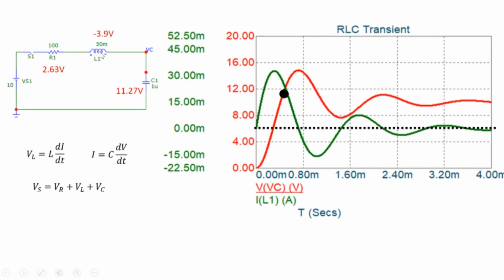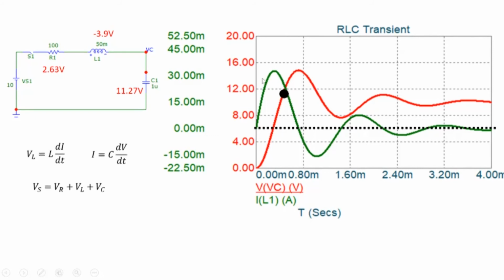Okay, but in this case, the total drop across the RL part is negative, and therefore to maintain the KVL of 10, this has to increase here. So it's a question of what is the value of R and what is the value of L. We have to look at it, and under these conditions, in the underdamped case, this is what is happening. And this has gone to 11.27 at this particular point here.